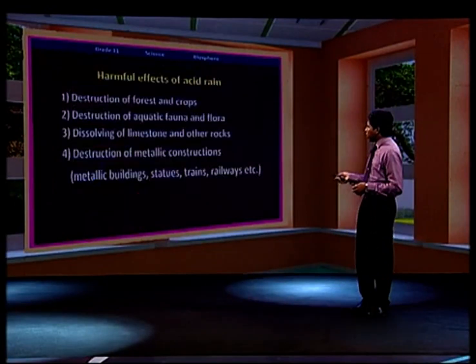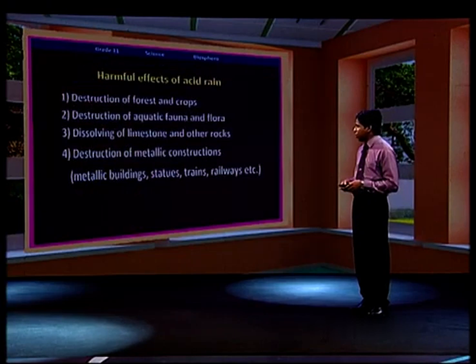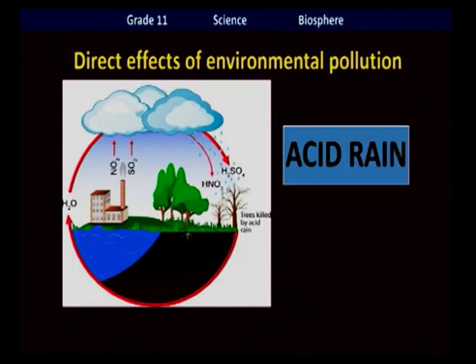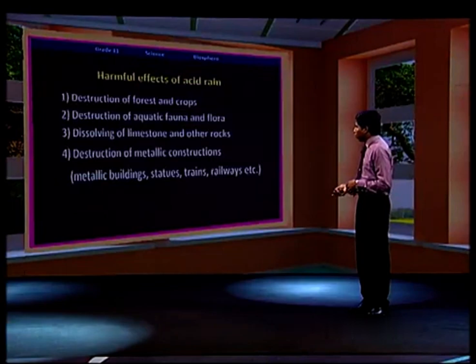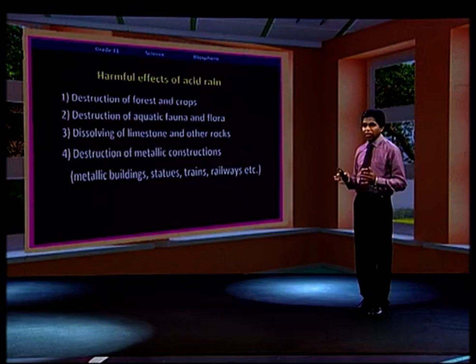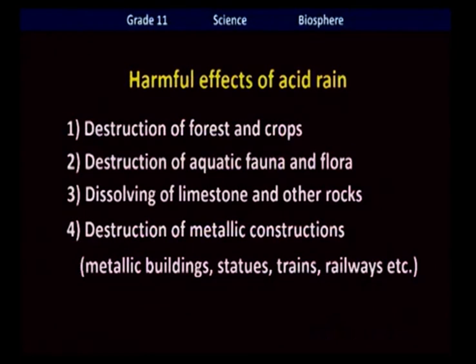So let's see what the harmful effects of acid rain are. Number 1, destruction of the forest and the crops. What happens when acid rain falls to the earth? Plant leaves can get burned due to the acidic water. That will affect food production by photosynthesis due to the destruction of the plant leaves. Number 2, destruction of aquatic fauna and flora. Aquatic fauna means aquatic animals, aquatic flora means aquatic plants. Due to the acid rain, aquatic plants and animals can get destroyed. That reduces the biodiversity of the aquatic environment.